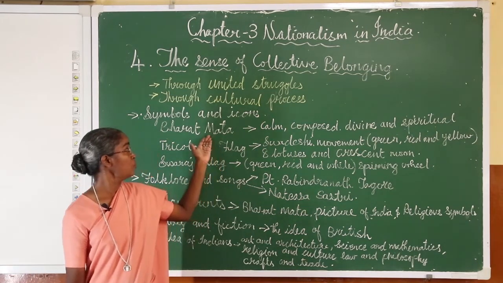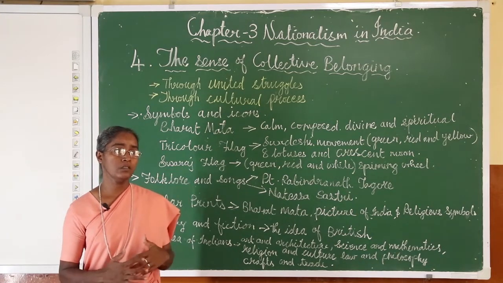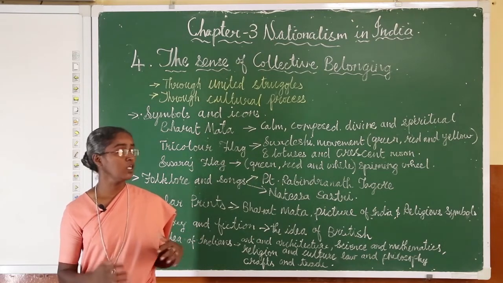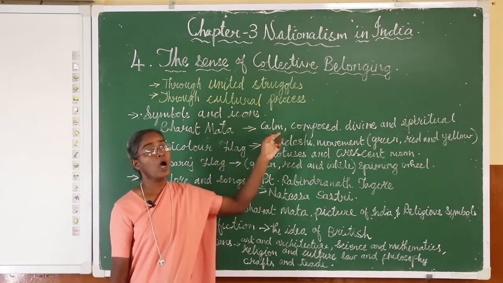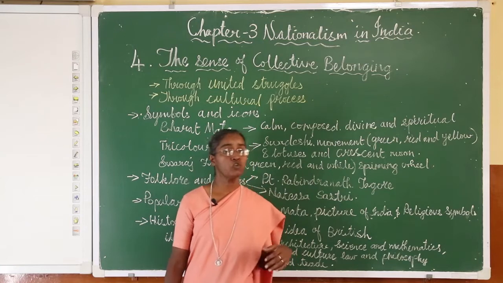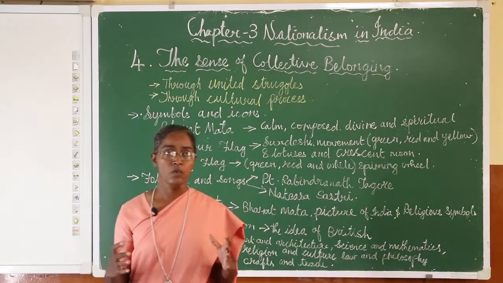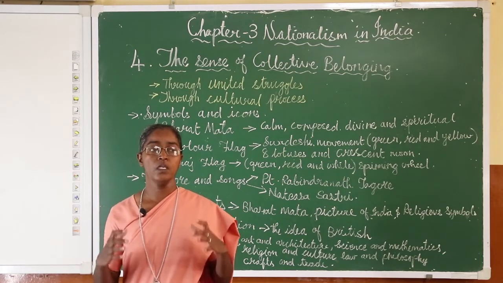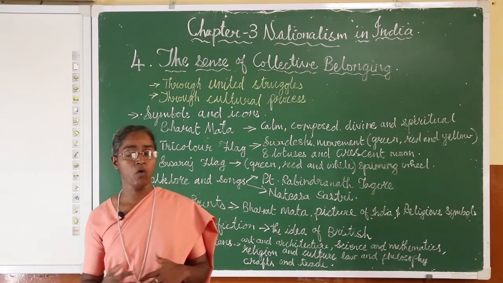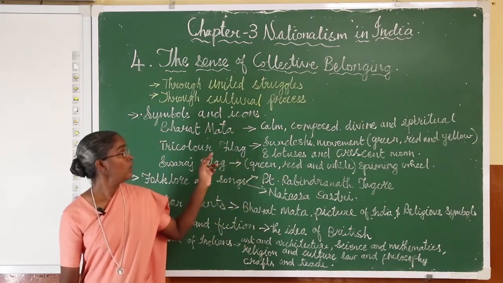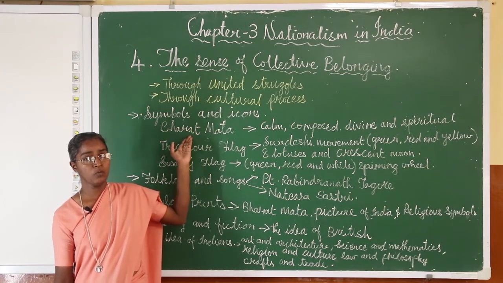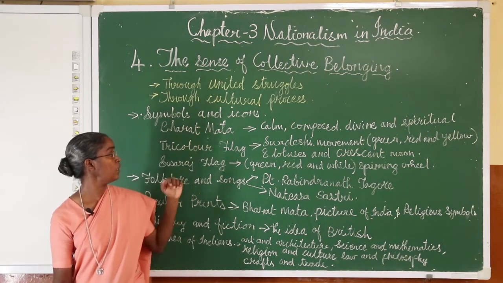This is the feeling which the Bharat Mata image gave to the Indians. And now to speak more about this symbol, what did this image convey to the people? Now, the Bharat Mata image is very calm, very composed and very divine and spiritual. When they looked at this image of Bharat Mata, when they felt the goodness of our motherland, they felt that we belong to one nation and we should fight against the Britishers. That is how the image of Bharat Mata helped to unite the Indians together. This is one of the images.